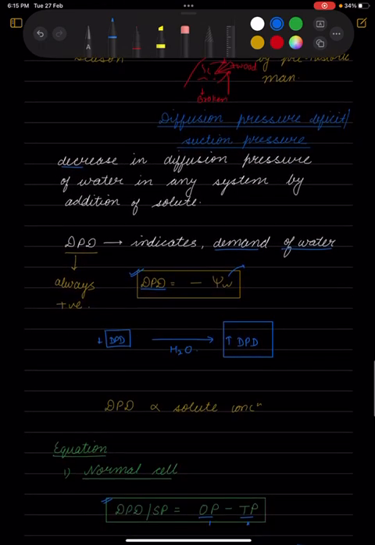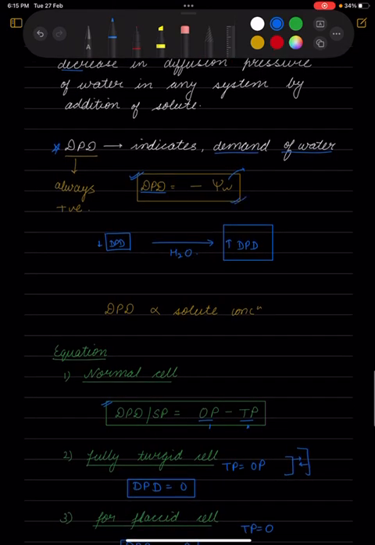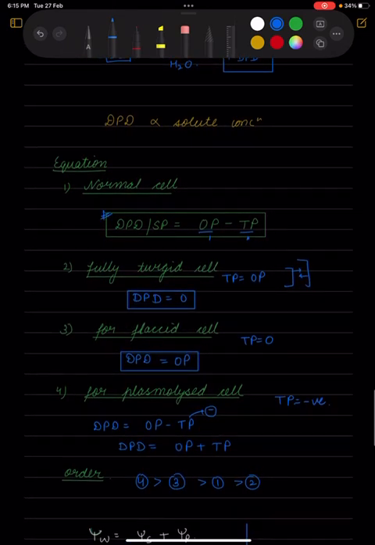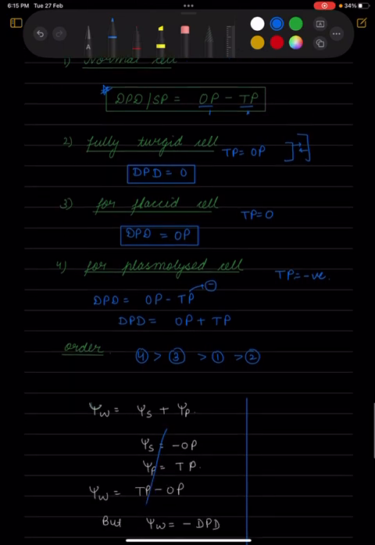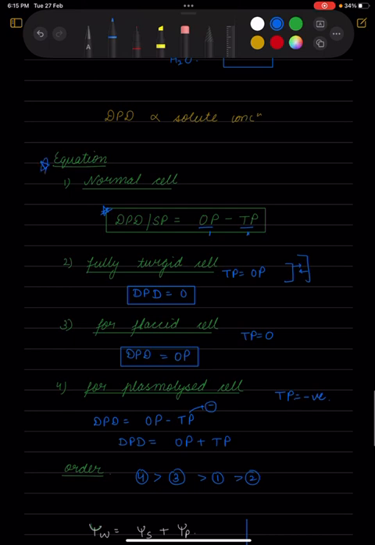Okay, then there is the diffusion pressure deficit. The general line for that is that it indicates demand of water, negative of psi w. There is one equation you need to remember, or you can easily prove that also if you have a basic idea of all the pressures and the potentials. So DPD is equal to OP minus TP, and for these cells you can remember this equation. This is very important. Thank you.